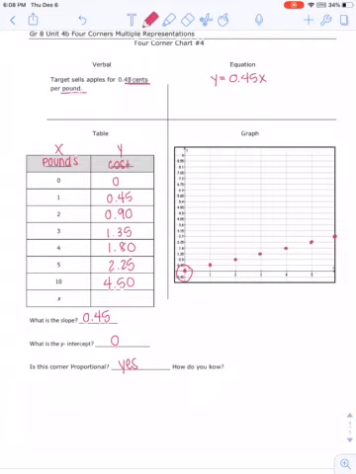Now I'm going to write y-intercept equals 0 as my reasoning. You could also say we're not adding. You could also say passes through the origin. Many different ways you could describe the reasons why this is proportional.